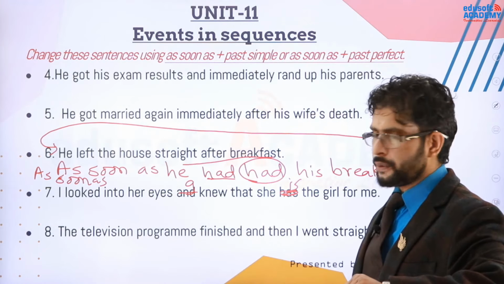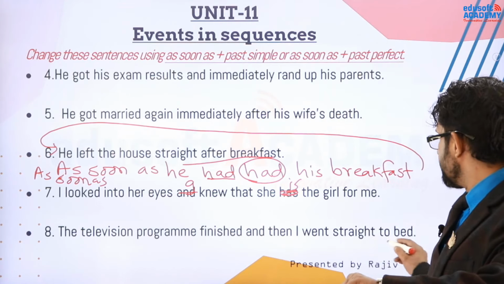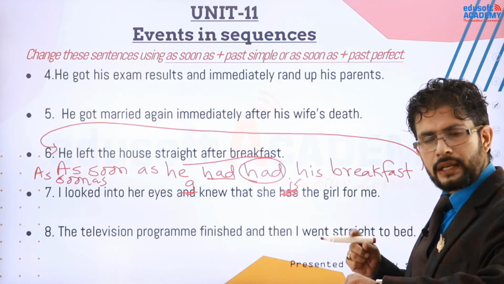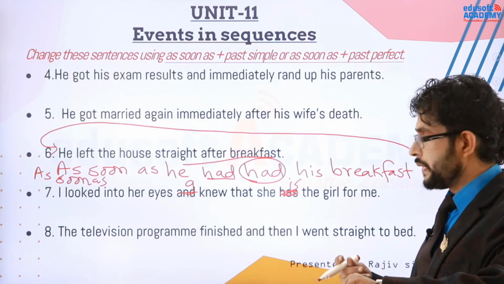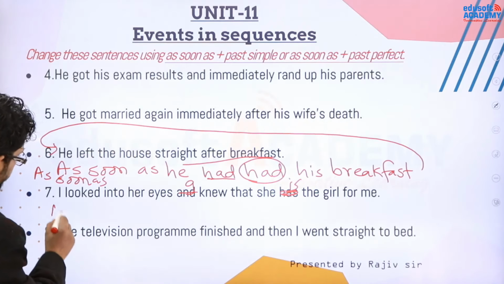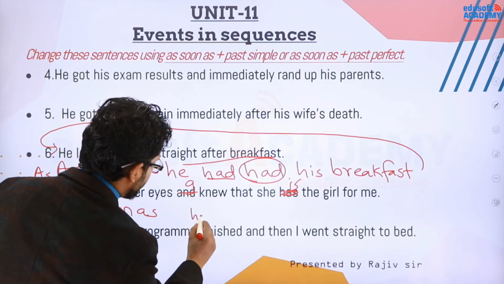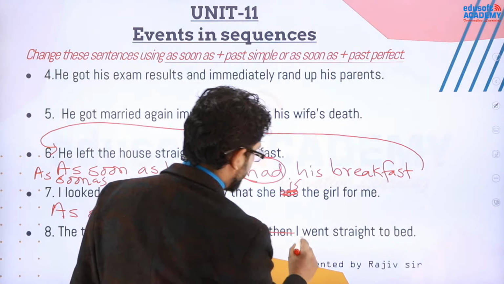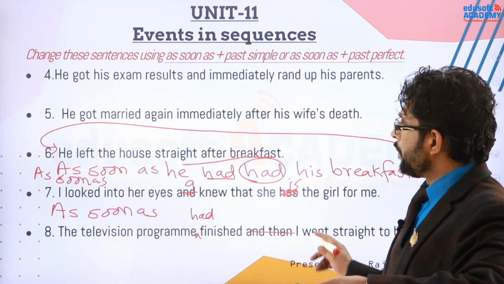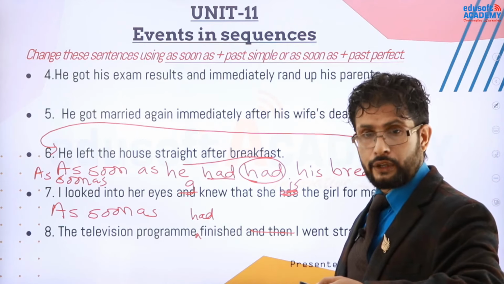Over here in question number 8, you can see the television program finished and then I went straight to bed. So two actions are there, right? The act of watching television and the act of going to bed. So first, what happened? The television program had finished. So here we write, as soon as the television program had finished, I went straight to bed. So you can apply this way in order to answer events in sequence.